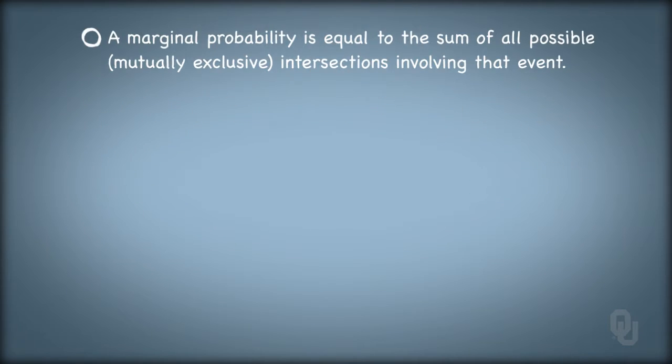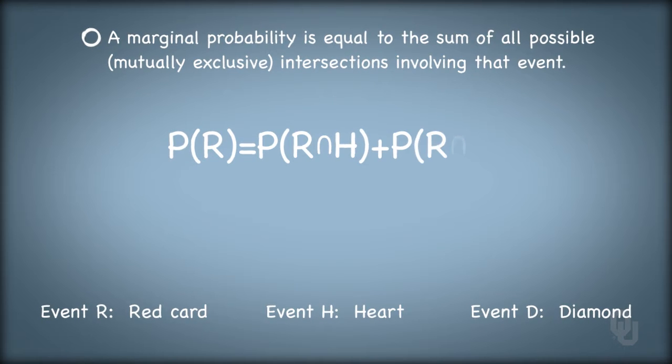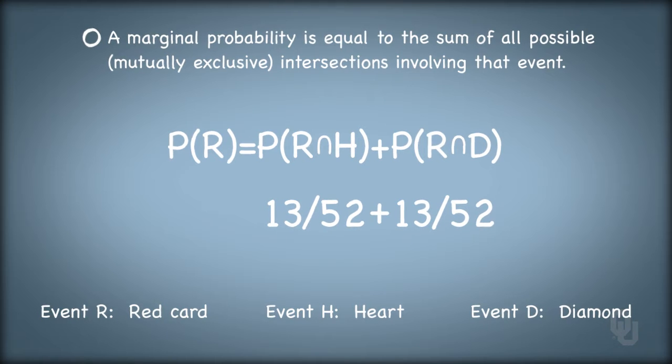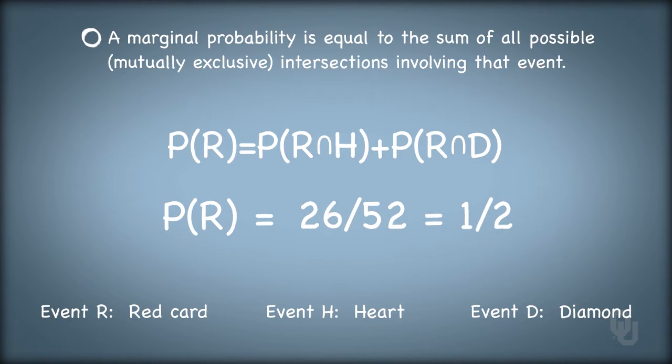For example, let's define R as drawing a red card, H as drawing a heart, and D as drawing a diamond. Naturally, the probability of R is the sum of the probability of R intersect H and the probability of R intersect D. 13 of the 52 cards are both red and hearts, and 13 of the 52 cards are both red and diamonds. Therefore, their sum is 26 over 52, or 1/2, the probability that the card drawn is a red card.